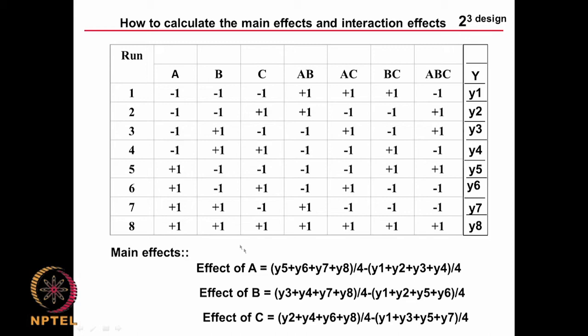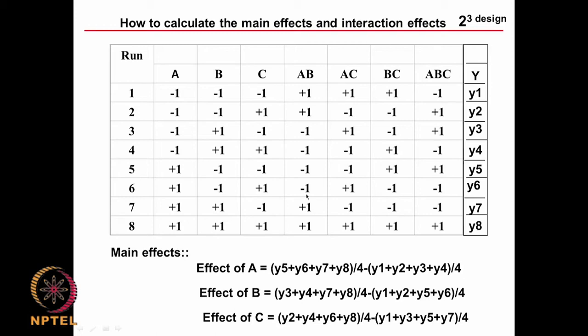Now, if I want to know effect of B, I look at these pluses Y7, Y8, Y4, Y3, add up, divide by 4, minus, minuses are Y1, Y2, Y5 and Y6 divided by 4. This will tell you effect of B. Effect of C. So, you have 4 places where you have pluses here, here, here, here. So, we take Y2, Y4, Y6, Y8 divided by 4, minus 4 minuses here, here, here, here. So, Y1, Y3, Y5, Y7 divided by 4. So, this tells you the main effect.